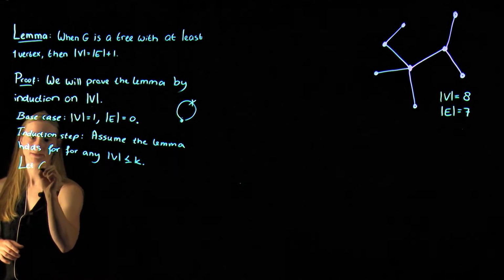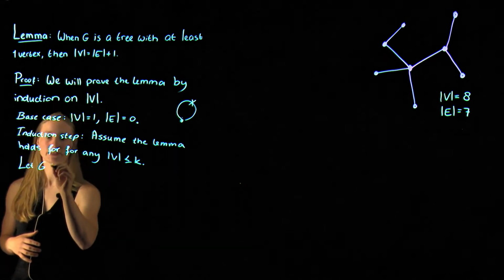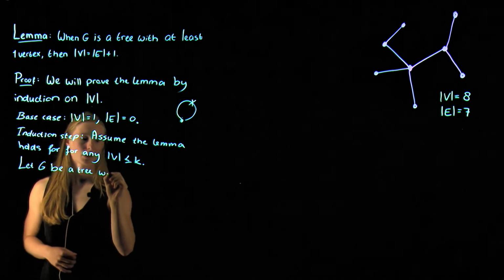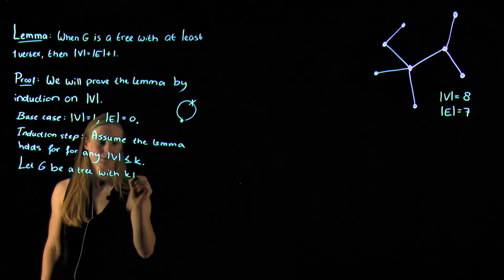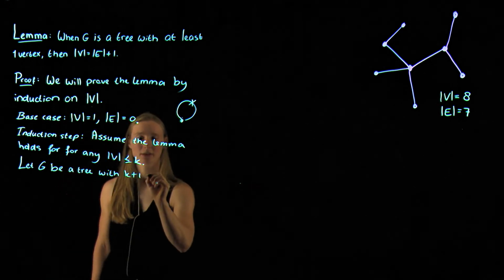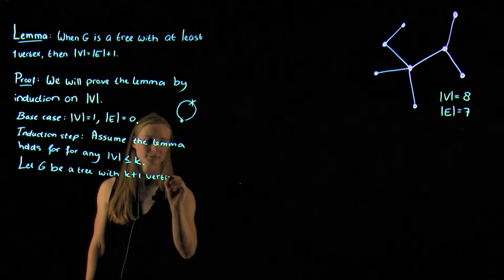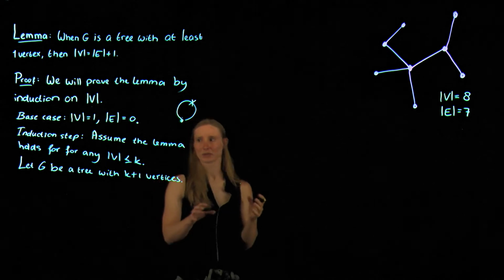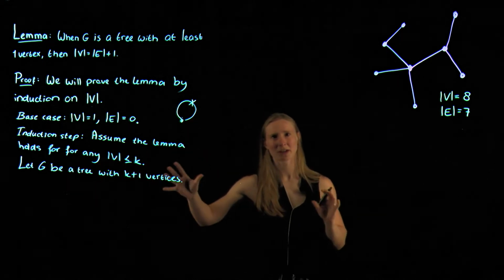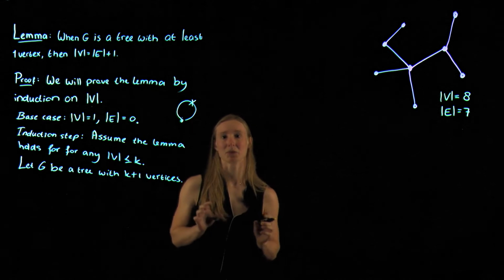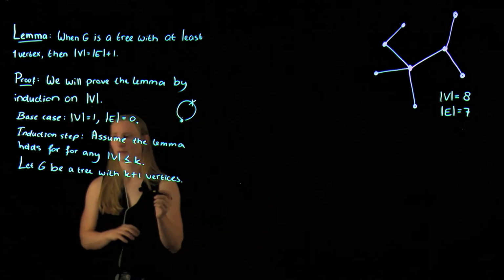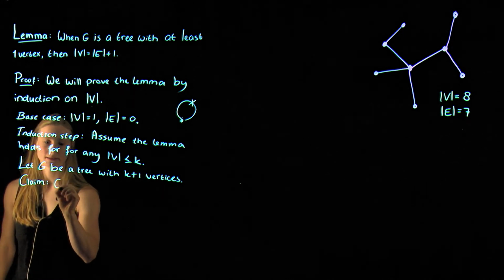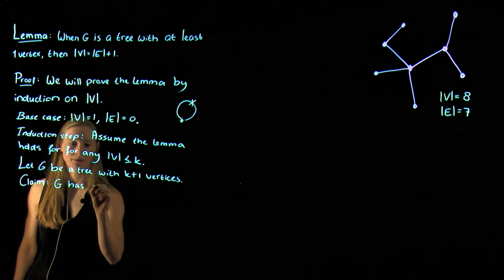Now let's look at a tree G with k plus 1 vertices. And then we somehow want to make a smaller graph such that we can use this statement for the smaller graph. So the first claim that I make is that G has a degree 1 vertex.